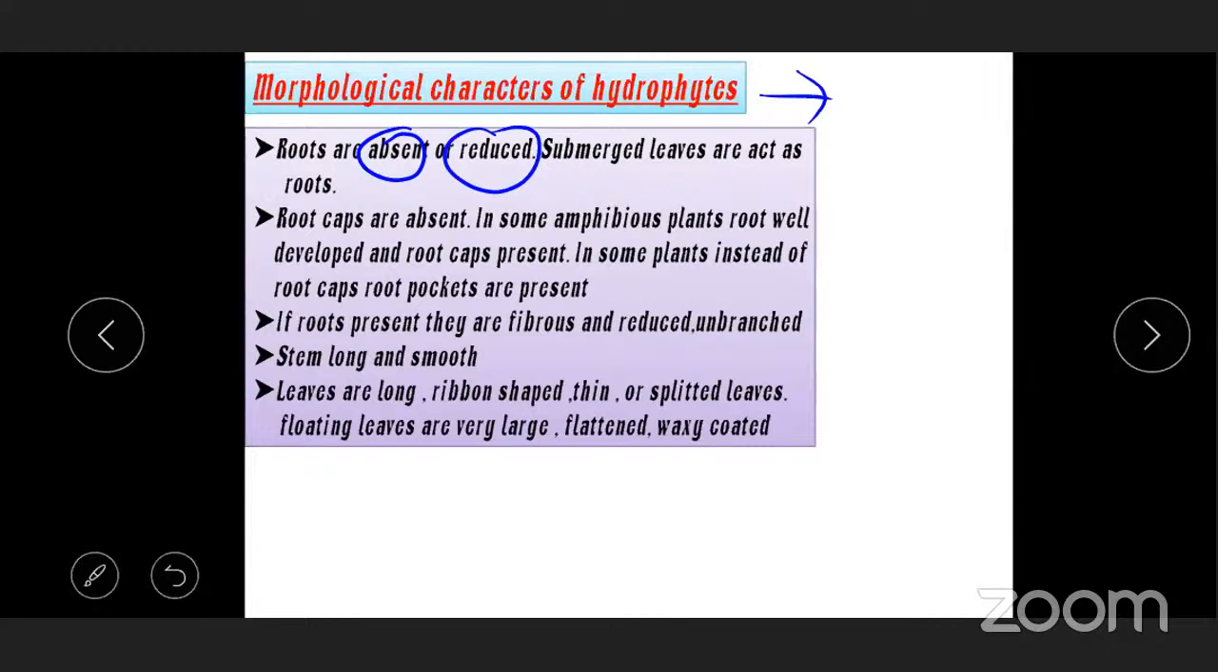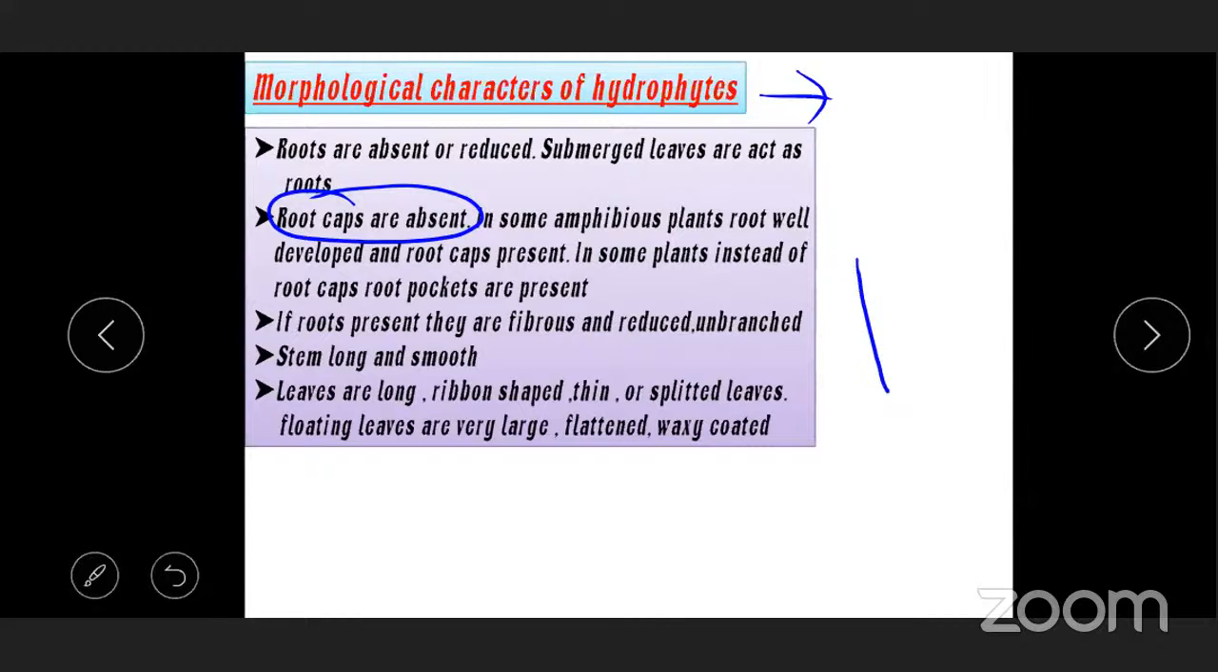Submerged leaves act as roots. Submerged leaves means the leaves present inside the water act as roots, meaning the leaves are absorbing the water from the water bodies. Whereas root caps are absent. Students, you already saw this in morphology.